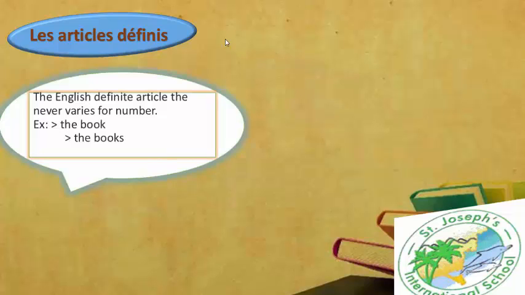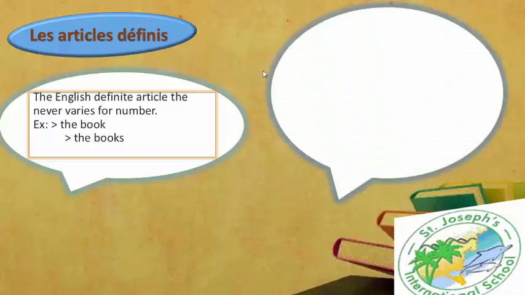In English, les articles définis, it's the word the. We use it to define words like the book, the books. It's not different between the singular and the plural. It's the same. So the English definite article the never varies for number, as you see.